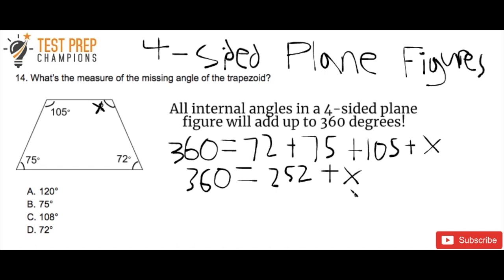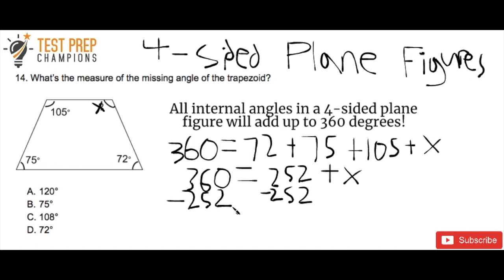Okay, now we want to solve the equation for the variable. x here is our variable, and we want to get x by itself on one side of the equation. How are we going to do that? We want to get rid of this 252. We've got 252 plus x, so we want to subtract 252 from both sides of our equation.